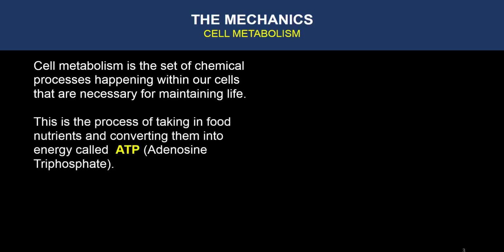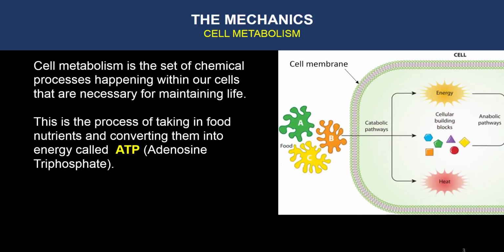A more simplified version is this: it is the process of taking in food nutrients and converting them into energy called ATP, or adenosine triphosphate. After digestion, the nutrients get into the bloodstream, and at the end they enter the cells and get metabolized into ATP. So this process that takes place within the cells is what we refer to as cell metabolism. You need to know a little more on that, especially those who are not medically trained.